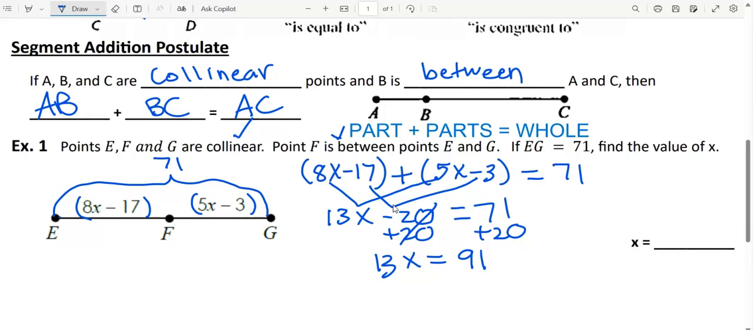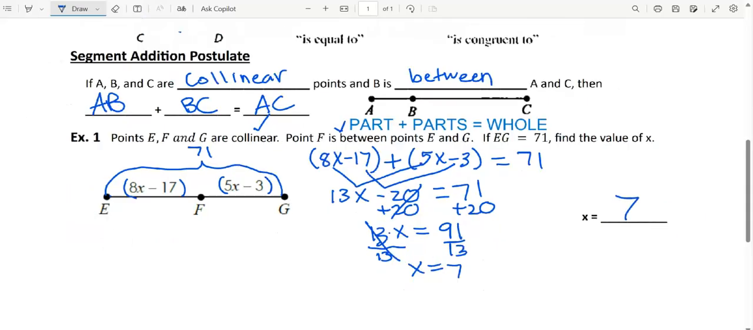Looking over here. We got rid of the loner. Last step, we know 13 in x. There's an invisible multiplier there. How do I get rid of 13 in front of x? Divide by 13. 91 divided by 13 is 7.